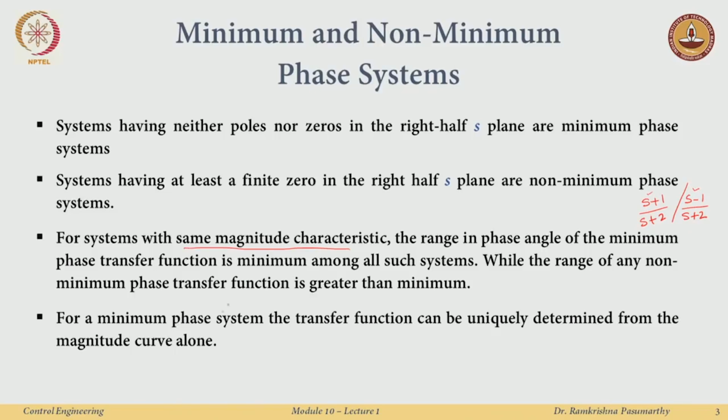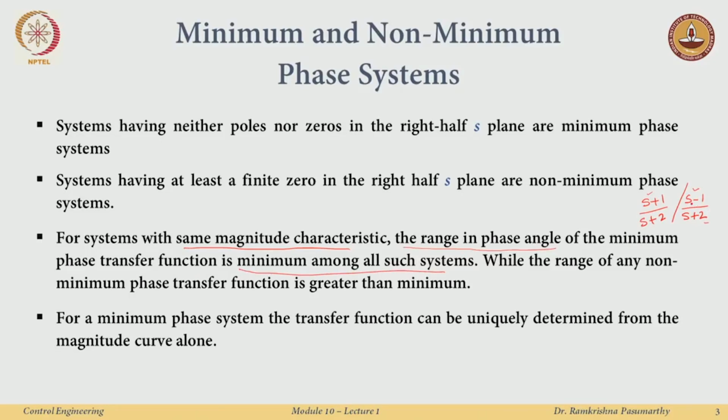What happens in the case of non-minimum phase systems is that the range in the phase angle of the minimum phase transfer function is minimum among all such systems which have the same magnitude characteristic. So, you have the same magnitude characteristic here and here. How do I identify which one is the minimum phase? You just look at the range in the phase angle of this one and the range in the phase angle of that one, and you take the one which has the minimum range.